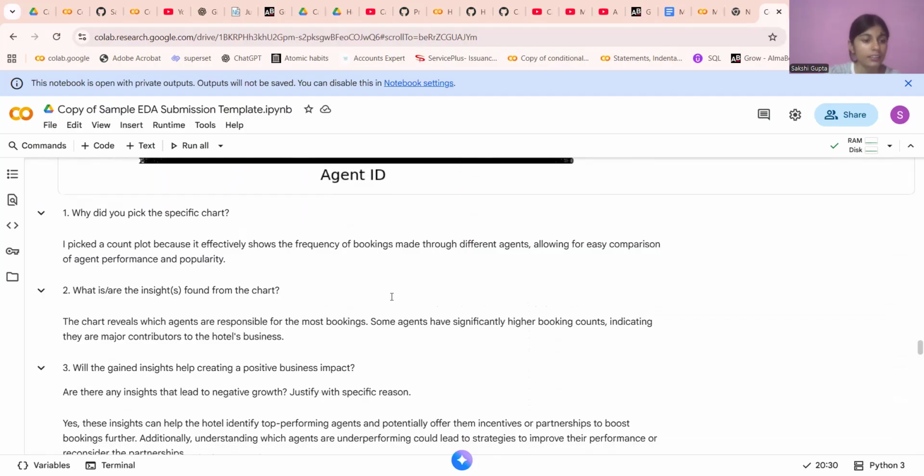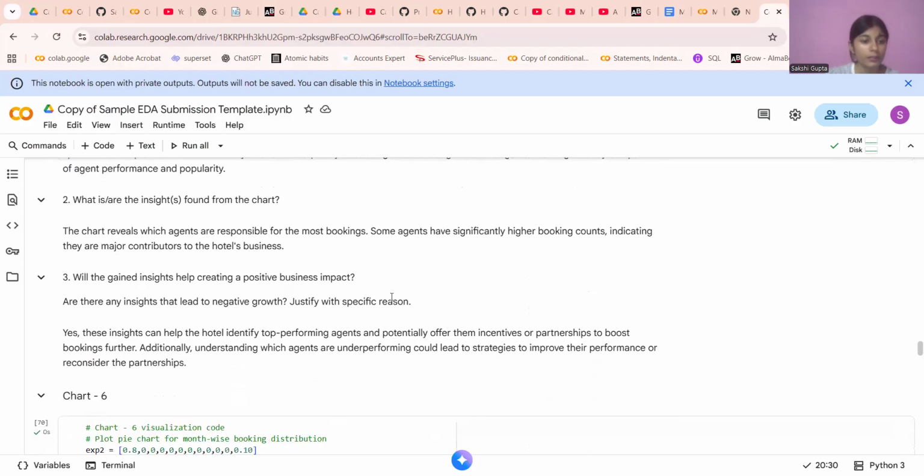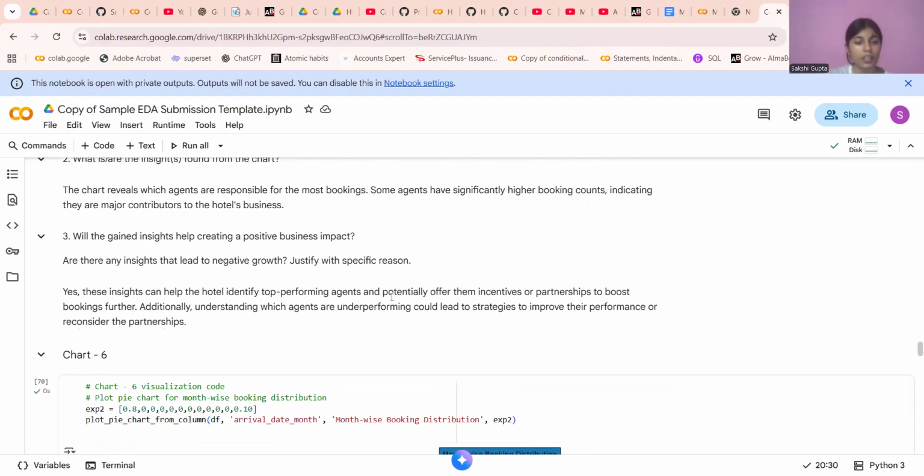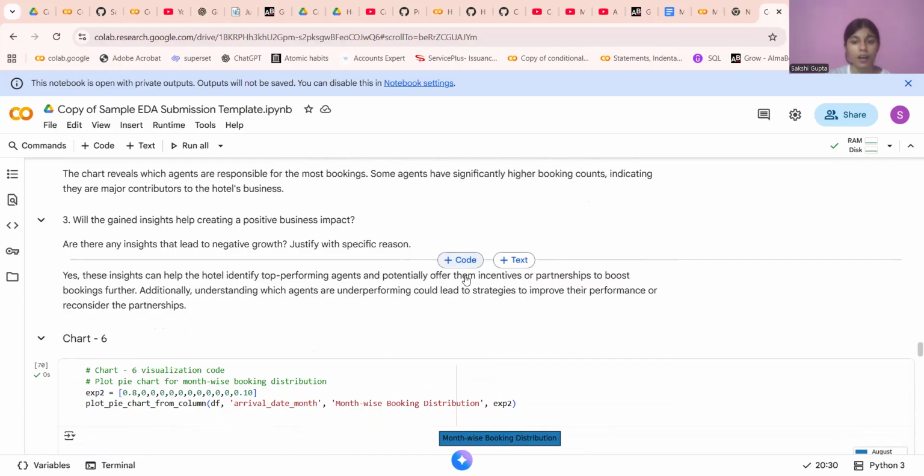The question is, why did you pick the specific chart? Then I pick a count plot chart because it efficiently shows the frequency of bookings made through the different agents, allowing for easy comparison of agent performance and popularity. What is the insight found from the chart? The chart reveals which agents are responsible for the most bookings. Some agents have significantly higher booking counts, indicating that they are major contributors to the hotel business.